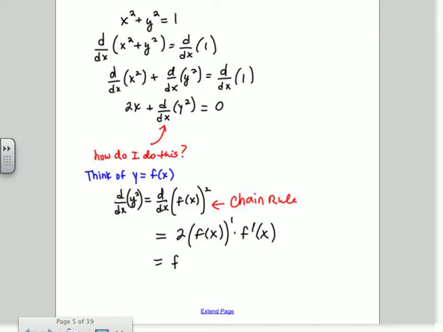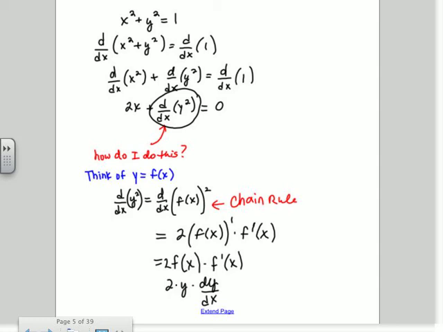Okay, so when we do that, we get whatever 2 times f of x is, times f prime of x. In other words, f prime of x is the derivative of y in terms of x, right? So what you really have is 2 times y times the derivative of y in terms of x. So what we just did here is we took the derivative and we got 2 times y times the derivative of y in terms of x.